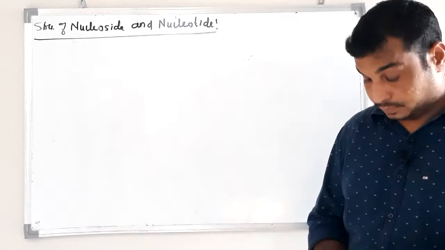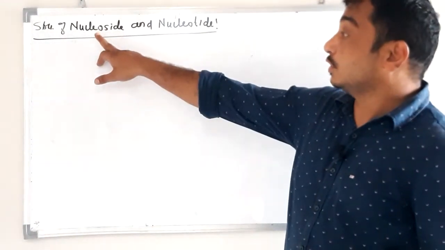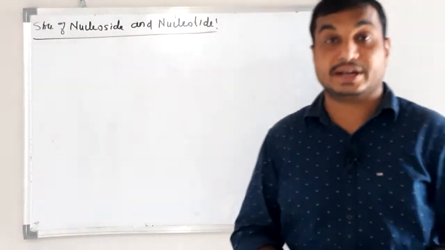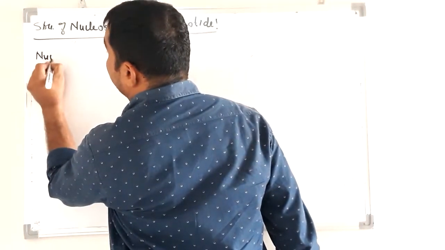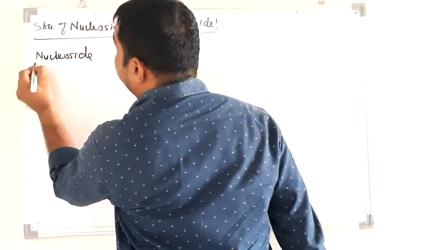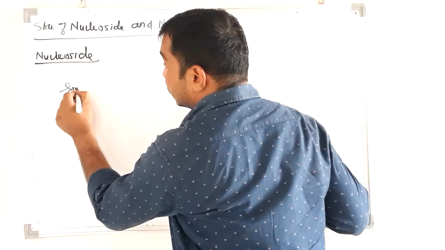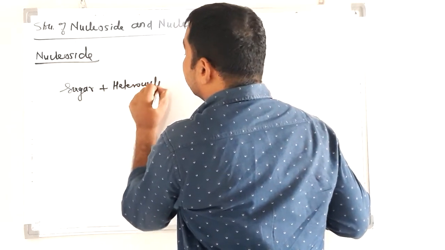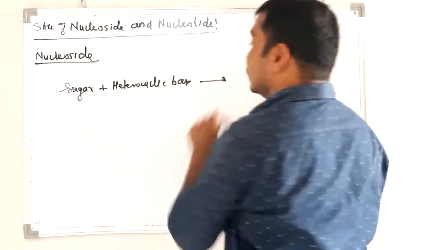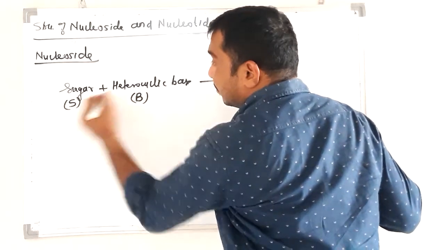Welcome student. After studying the structure of sugar molecule and heterocyclic bases, we are going to draw the structure of nucleoside and the structure of nucleotide. Now student, tell me what is nucleoside? Nucleoside is nothing but a combination of sugar with heterocyclic base. Simply base, we can represent it by B and sugar is represented by S.